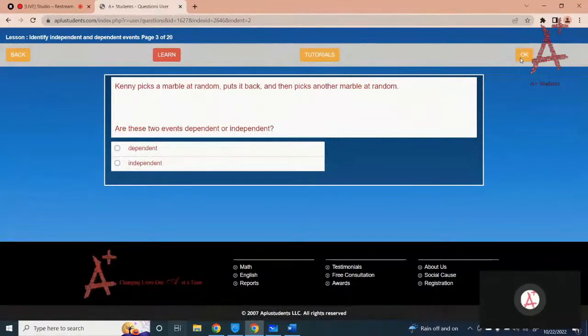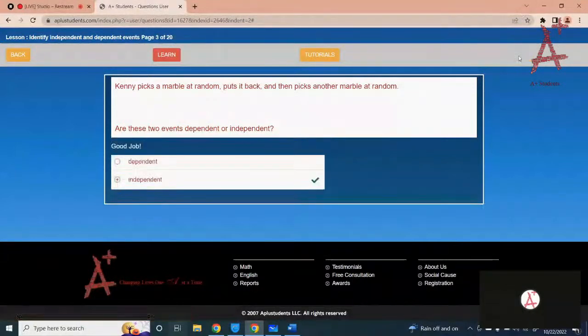Okay, Kenny picks a marble at random, puts it back, and then picks a marble at random again. Are these two events dependent or independent? They are independent. Why? Because he selected one at random and then put it back. So there is a chance that he can select the one that he selected earlier again. Got it? So their outcomes don't depend on each other. They do not affect each other. So it is independent. Got it?